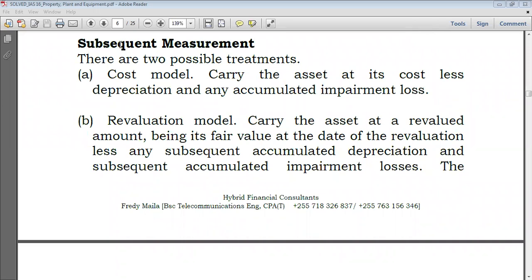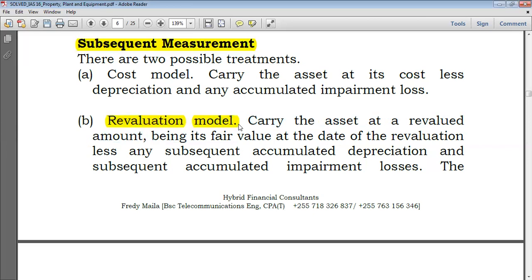Today we are just going to look at how we measure the value of the PPE subsequently. We said in the previous lectures that initially they are measured at cost, but subsequently we use the cost model, which we also described with a detailed example in the previous video. But today we are just going to take a look at the revaluation model.